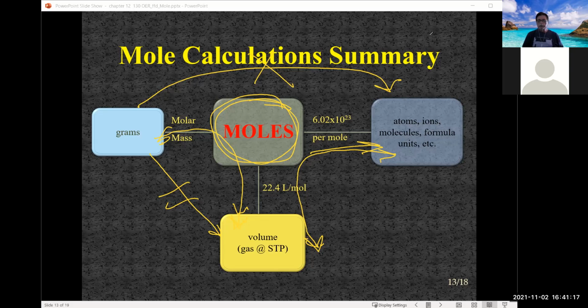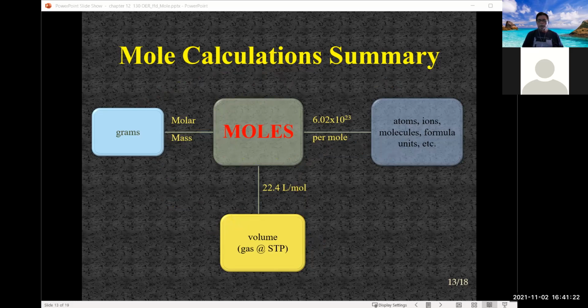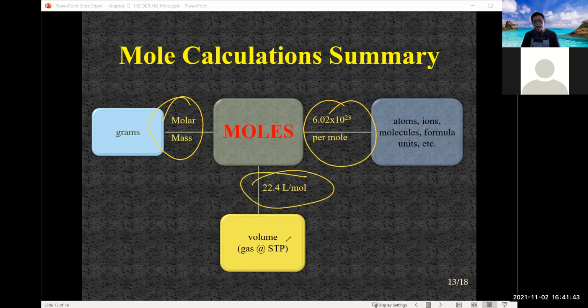All right, let me clean it up. Let me restate something else. Grams to moles, molar mass. Moles to molecules, atoms, whatever units, Avogadro's number. Grams to volume at STP, at STP only, utilize the 22.4 liters per mole.